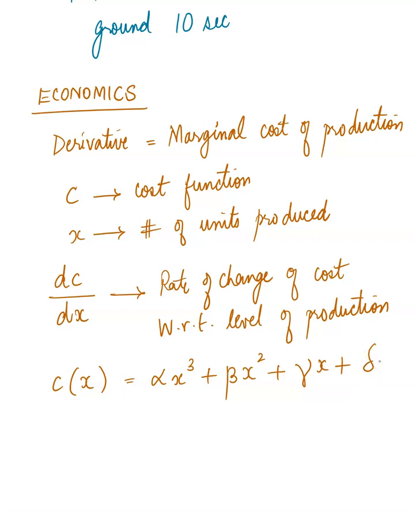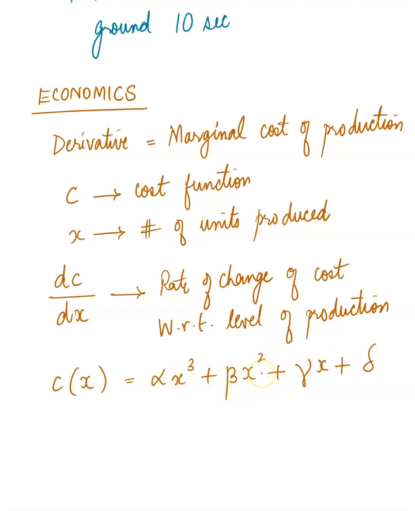I'm using Greek letters here. Okay, alpha x cubed plus beta x squared plus gamma x plus delta. This is another delta. You know, like in English, we have uppercase and lowercase in Greek. So this is another delta. The triangle is the other delta. That's the uppercase delta.